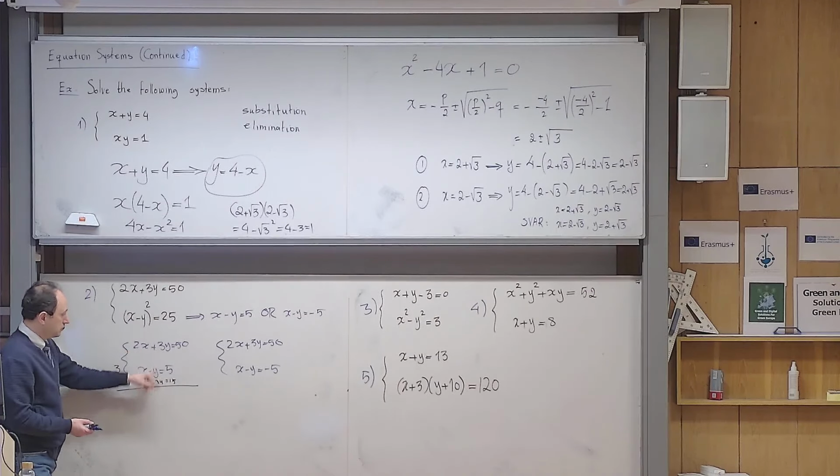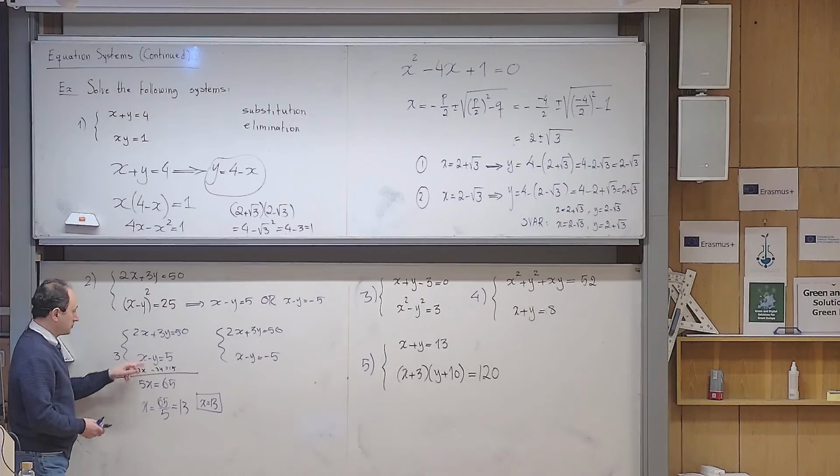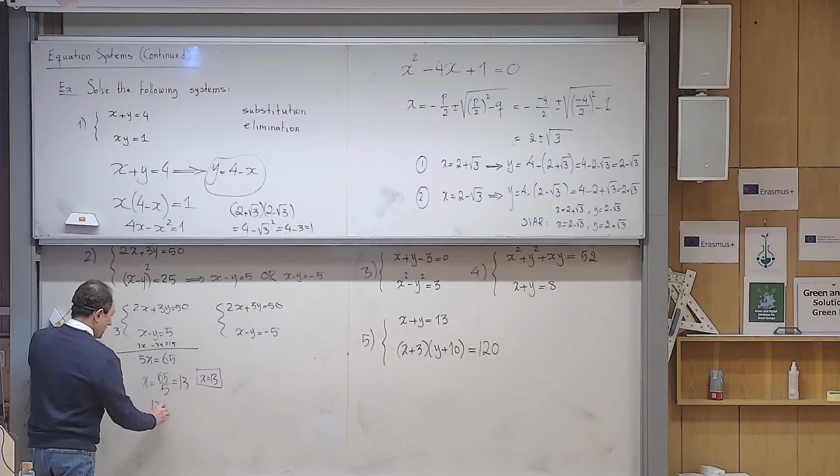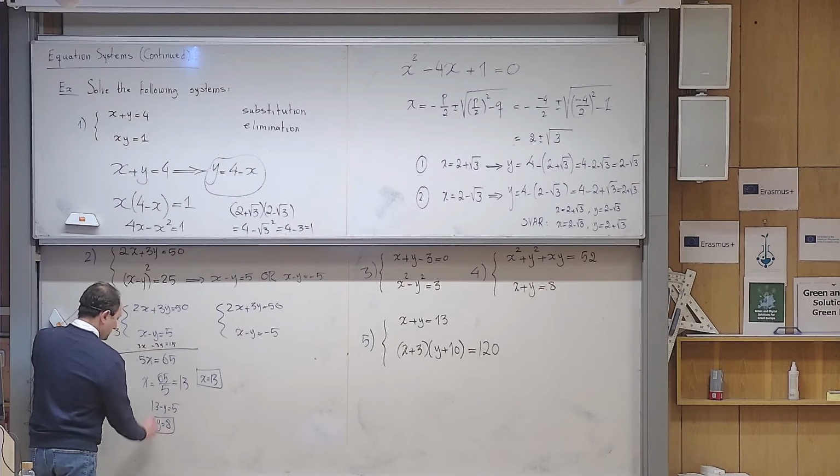But then I have to go back and put it in one of the equations. I hope that we agree this is the simpler one. So instead of x, I put 13 minus y is equal to 5. So what is y? It is 8. So one answer is 13 and 8.